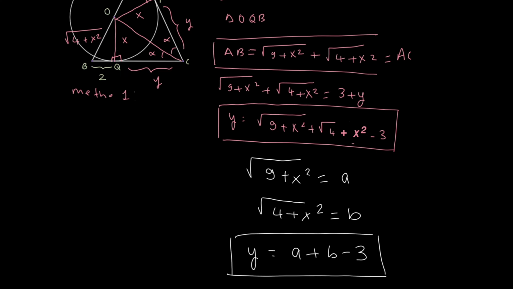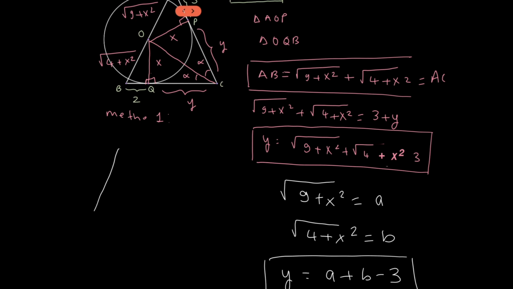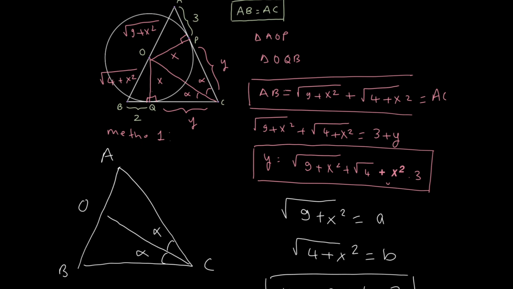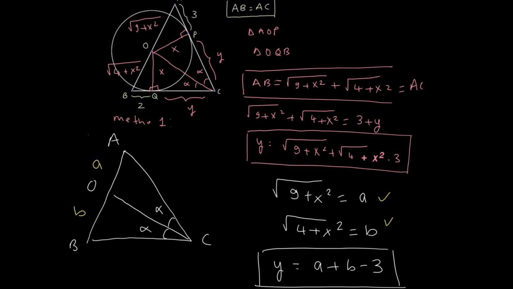Now look in this main diagram, and from it take out the triangle ABC. There is a line segment CO, and because of this line segment, the angle C is getting bisected as alpha and alpha. As per the diagram, the distance of AO is square root of 9 plus x square, and that has now become a. The distance of OB is square root of 4 plus x square, and that has now become b. Now what can you say about the distance of AC? Carefully look that the distance of AB has now become a plus b.